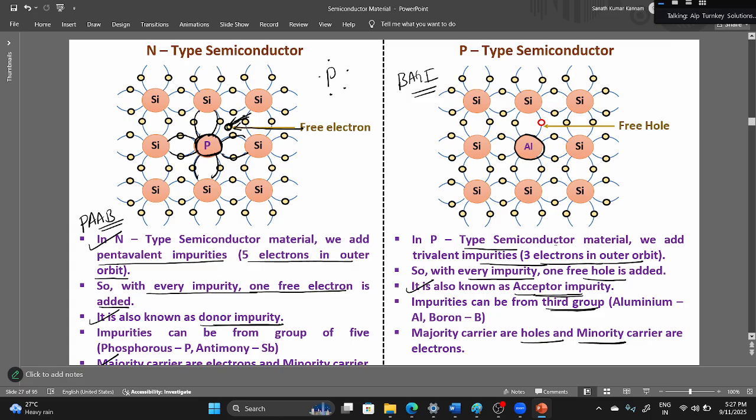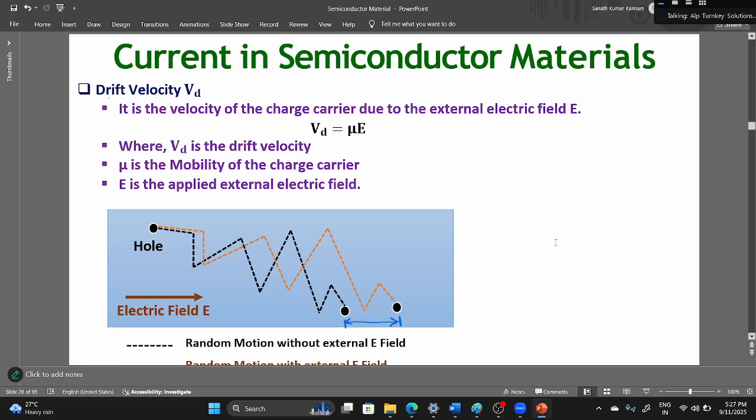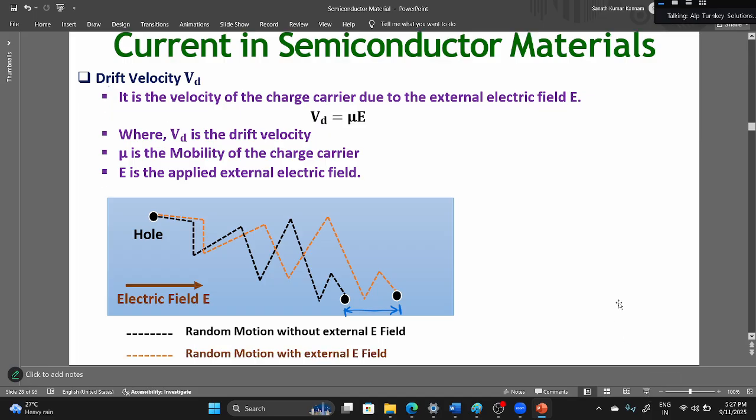Yes. Okay. Next, if you see, there are two currents in the semiconductor. One is diffusion current, and the other is drift current. So what are these currents? We'll see. Drift current, but before that we will see drift velocity.